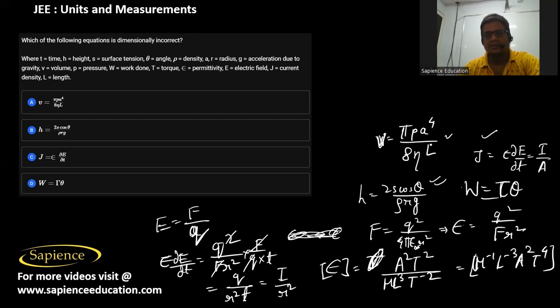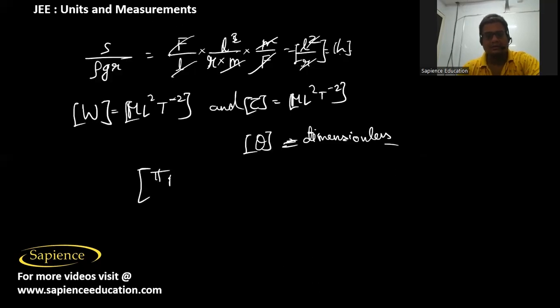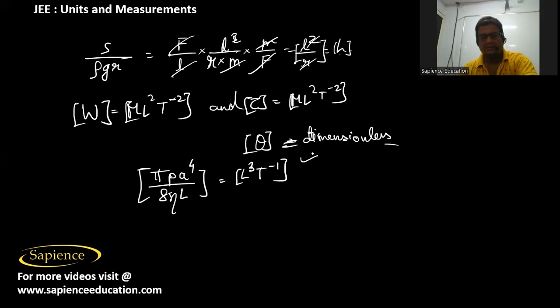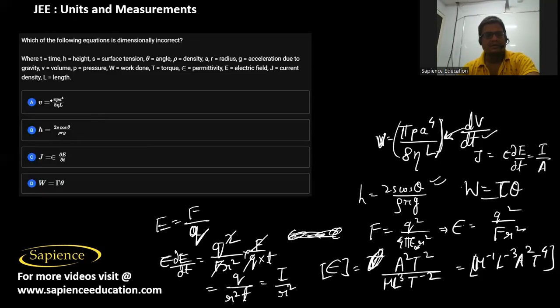Since pi p a power 4 by 8 eta L is called the volume flow rate. So it is actually dV by dt. It means how much volume is flowing per unit time. So therefore, the dimensional formula for pi p a power 4 by 8 eta L will come volume by time, so it is L cube T power minus 1. And in the left hand side, it is written V, which is volume. So it is not dimensionally correct. So option A is the correct answer.